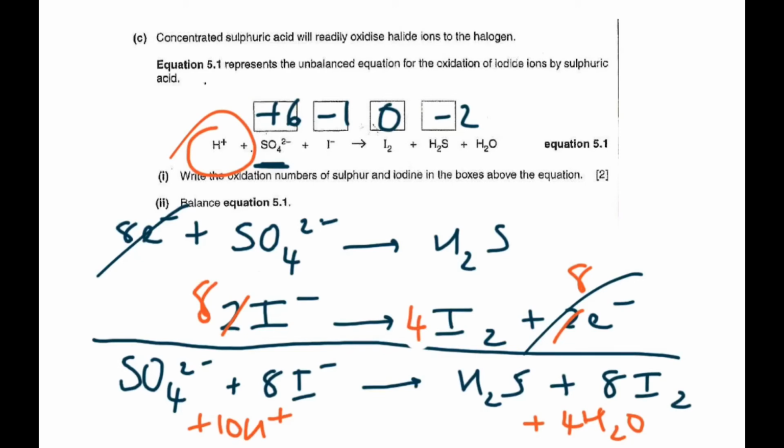And there you go. That's an example of why it's really important to check your answer. So let's just check one more time. Because here what we did was we times everything by 4, not by 8. So we've got SO4 2 minus, we've got 1 S, 4 oxygens, 8 I's, 10 H's. Okay, so that's why it's important to double check.